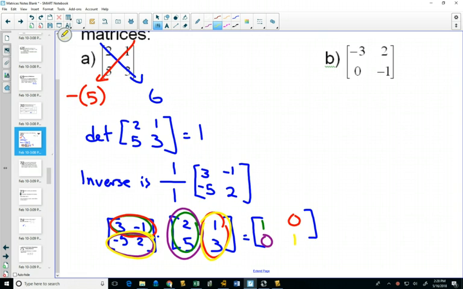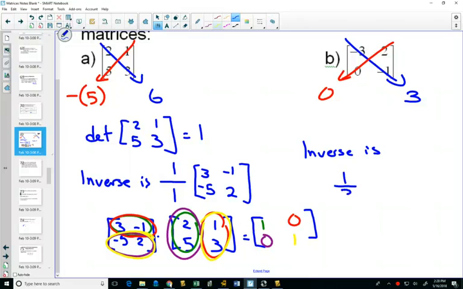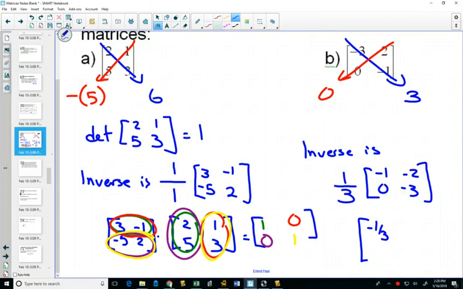It is. Okay? In our second one, if we wanted to find our determinant, this is 3. This is 0. 3 minus 0 is 3. So our inverse is 1 over 3, switch these ones, make these ones negative. And you could either write it like that, or if you happen to check it on your calculator, it will multiply that 1/3 inside and come up with that value.